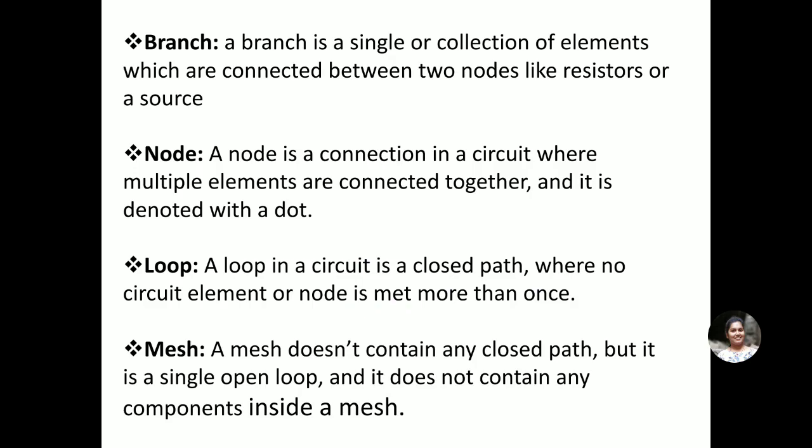The first one is components are said to be connected together in series if the same current flows through all the components. And the second point is components are said to be connected together in parallel if they have the same voltage applied across them. If connected in series, the same current flows through all the components. When components are connected in parallel, they have the same voltage applied across them. So these two points should be kept in mind while dealing with any electrical circuit.